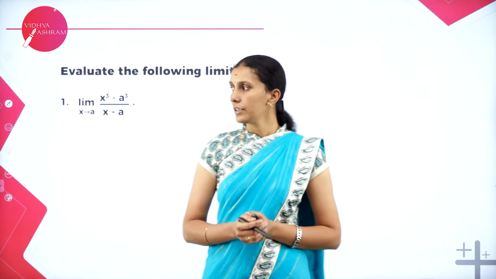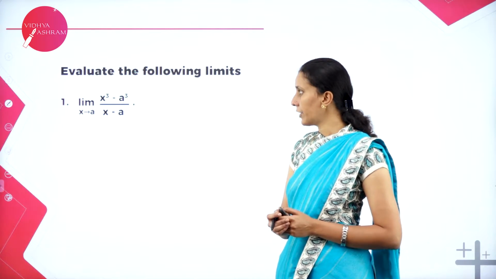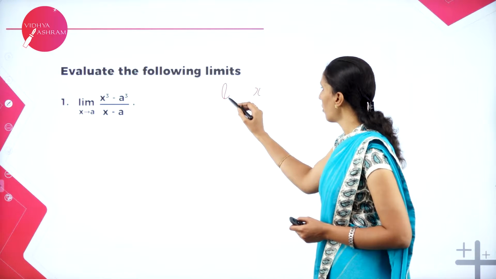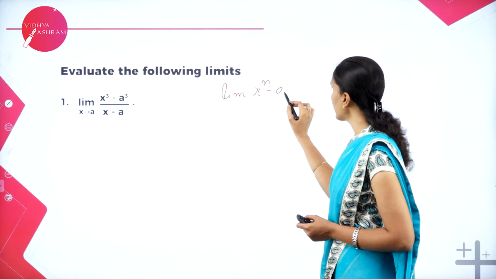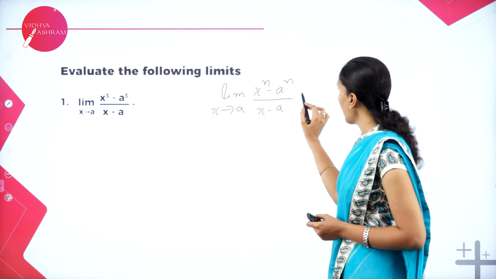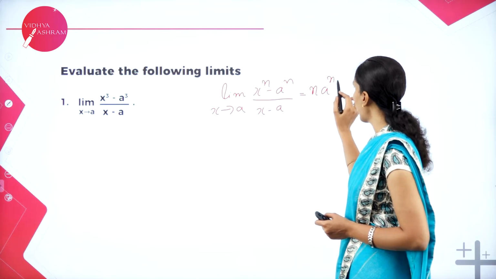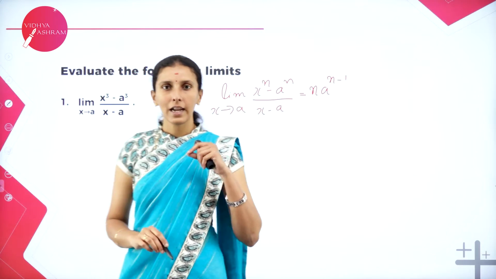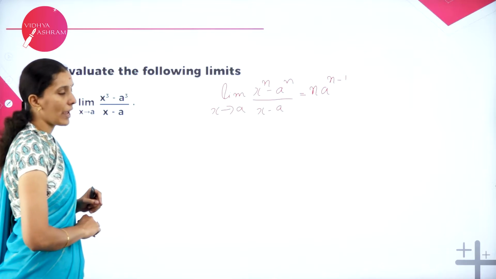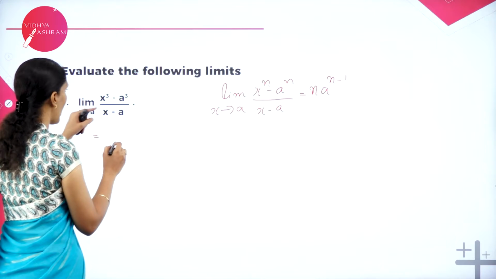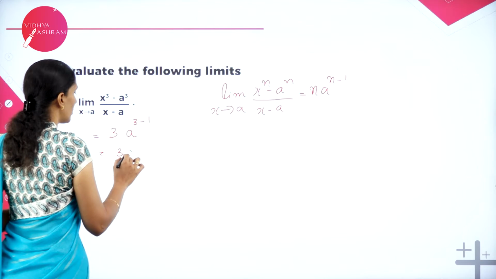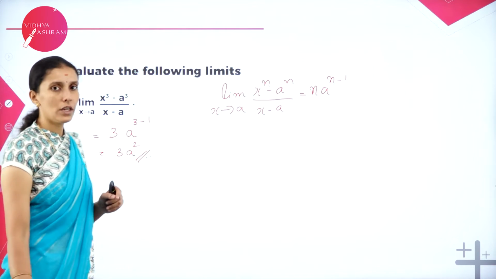Next we have evaluate the following limits. x cube minus a cube divided by x minus a is the function given. Generally we know that limit of a function x power n minus a power n divided by x minus a as x tends to a can be directly written as n into a power n minus 1. So the value of n and a is important here. So here a is a only and the value of n is 3. So directly we can write this as 3 into a power 3 minus 1 which is equal to 3a square. So this is the limit of the function.